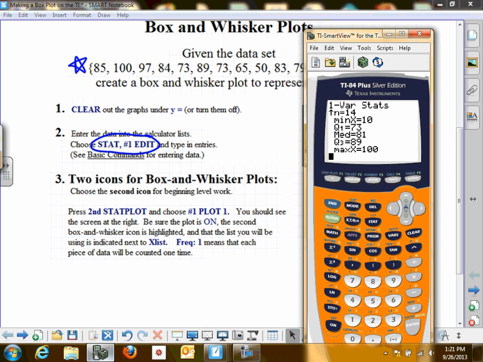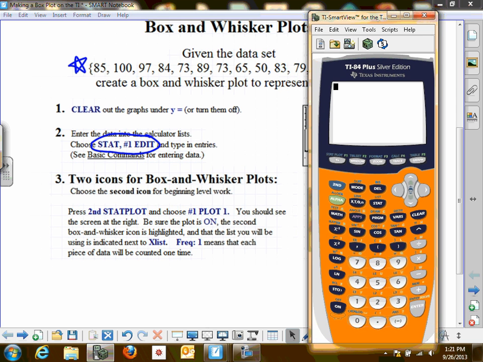Find the Stat button. The Stat button is next to the arrows. And then hit Enter. Now put your information into the list. It does not have to be in order, so you don't have to order it yourself. Your calculator will do that for you. Take a second and put that in.